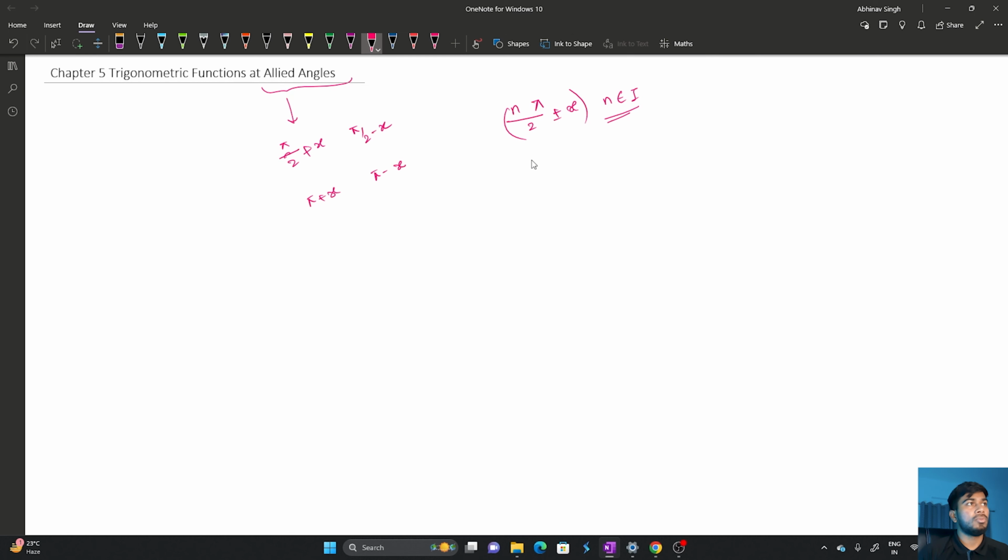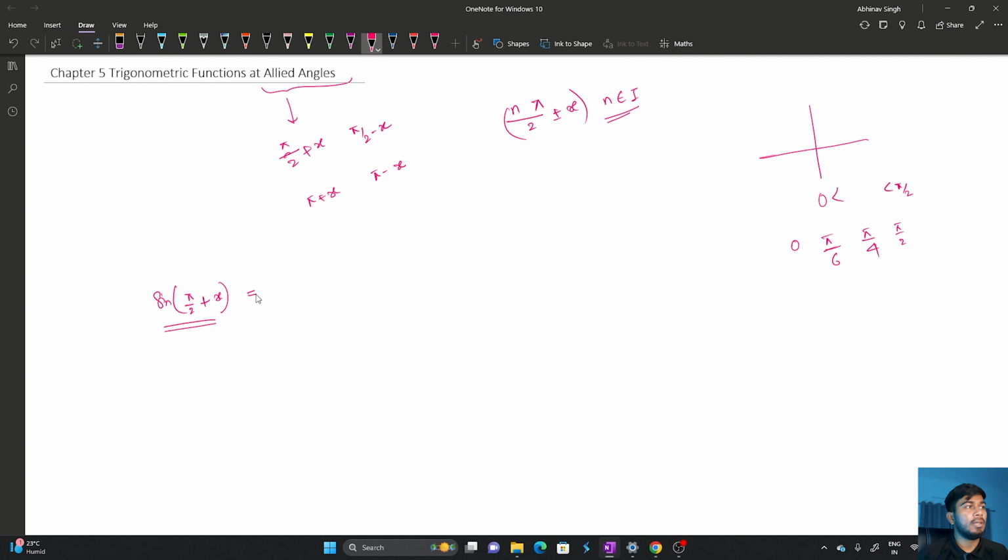So now we need to know how we can find the value of, let's say, sine pi by 2 plus x. You know the value of the angles that lie between 0 to pi by 2, right? Like for 0, for pi by 6, for pi by 4, for pi by 2, right? So now in order to find the value of sine pi by 2 plus x, I will tell you a shortcut.